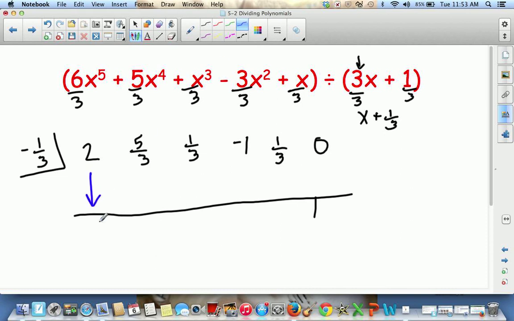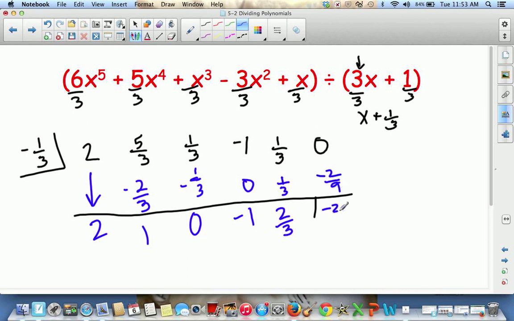First step, go ahead and bring down that 2. So we have a negative 2/3. 5/3 minus 2/3 is 3/3. So that's going to be 1. Go ahead and times here. So that's going to be negative 1/3. 1/3 minus 1/3. And that's 0 as well. So we get a negative 1. And that's a positive 1/3. So then we get 2/3. And a negative 1/3 times 2/3 is going to be a negative 2/9. And that's our remainder.